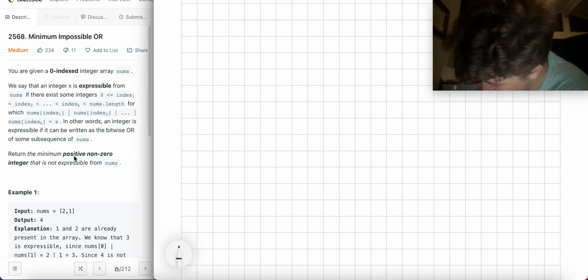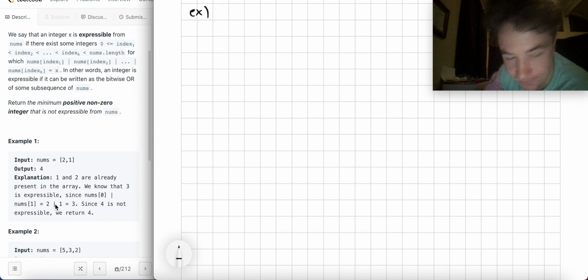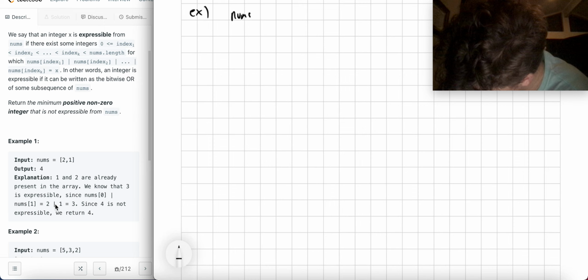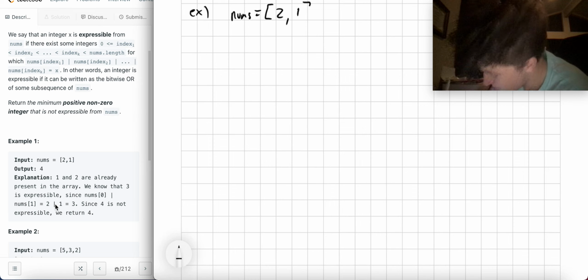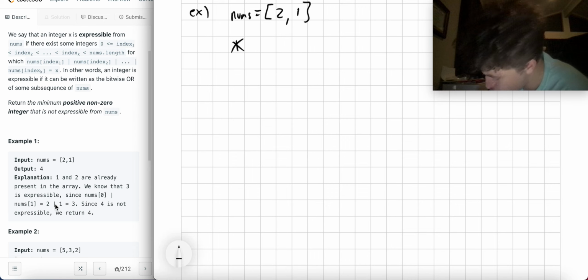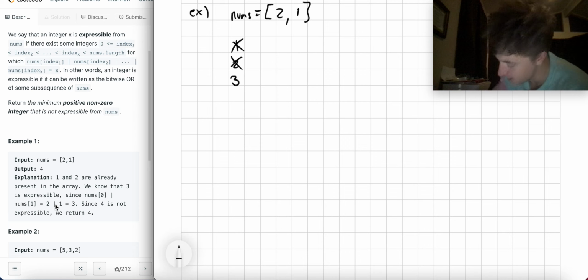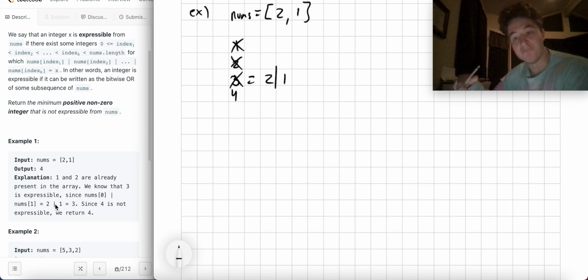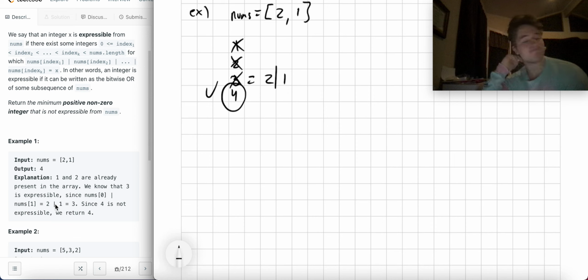Okay, so for example, in this example here, we have nums equals 2 and 1. Well, 1 is not going to work because 1 is in nums. 2 is not going to work because 2 is also in nums. 3, you say, well, 3 is not in nums, but 3 equals 2 OR 1, so that's not going to work. And then finally, you try 4. 4 is going to work because there's no way that you can take 2 or 1 to get 4. So 4 is not expressible in nums, so this is what you would end up returning.